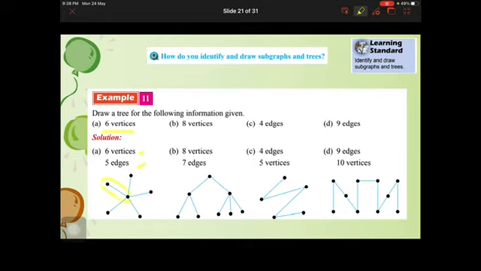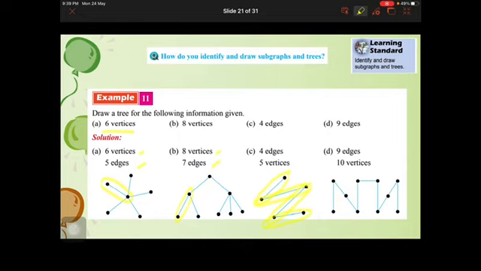edge. Now how about B? We have 8 vertices. That means we must have 7 edges. So you can draw any way you want, as long as the pair of vertices is connected by only 1 edge. How about 4 edges? 4 edges, that means the number of vertices must be 1 more than the number of edges. Therefore, you can see the pair of vertices is connected by only 1 edge. Every pair, if you can see, 1, 2, 3, 4 pair.